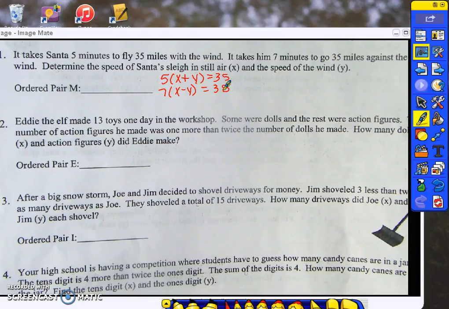We can solve this using elimination or substitution, it doesn't matter, but the first thing we're going to do is distribute. 5x plus 5y equals 35. 7x minus 7y equals 35.